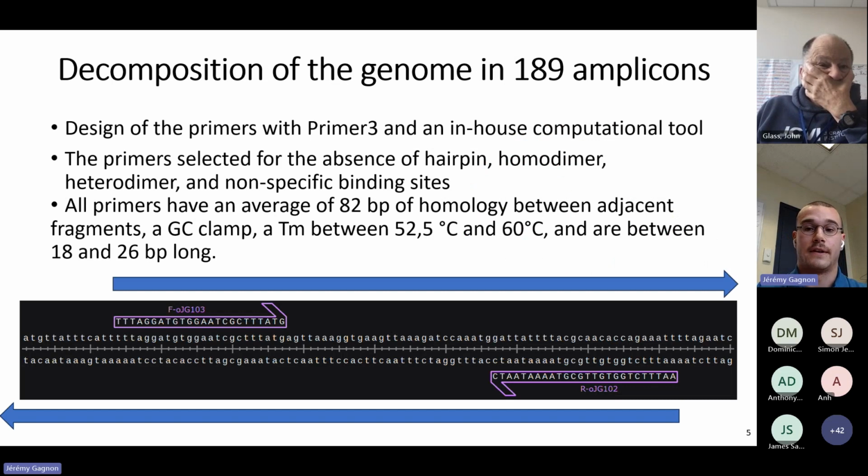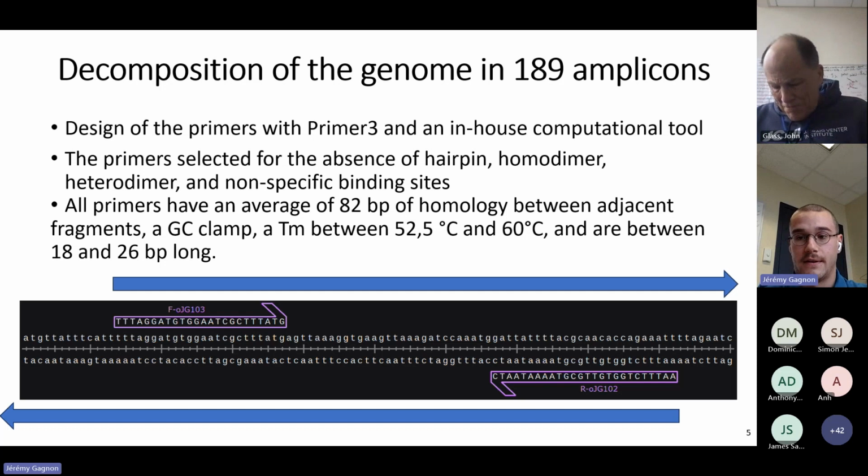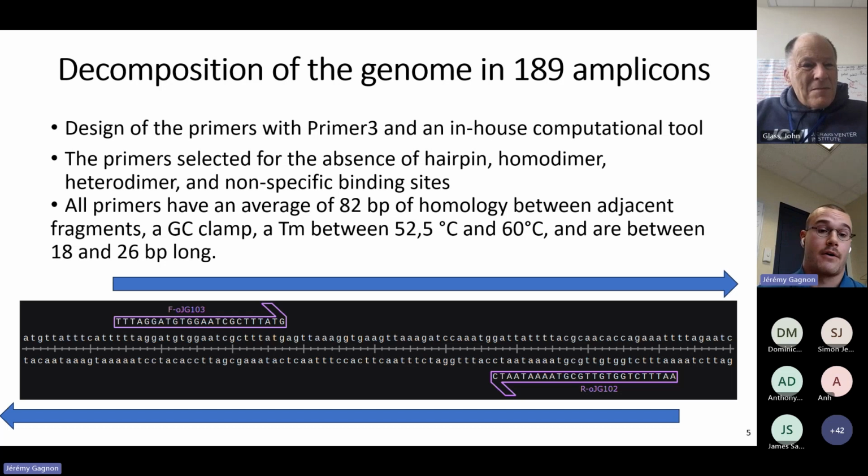The fragments for this first synthetic genome are all amplified by PCR using primers designed with the Primer3 software and our in-house set of bioinformatic tools. All of the primers must be devoid of hairpin, homodimer, heterodimer, and non-specific binding. The primers also have a GC clamp at their 3' end and a melting temperature between 53 and 60 degrees Celsius. The fragments are designed to have an average of 80 base pairs of homology with the adjacent fragment in the genome. And here is an example of how the primers are designed to allow overlapping with each other. So we can see fragment 103 going to the right and fragment 102 going to the left, to bring an overlap between the two of them.